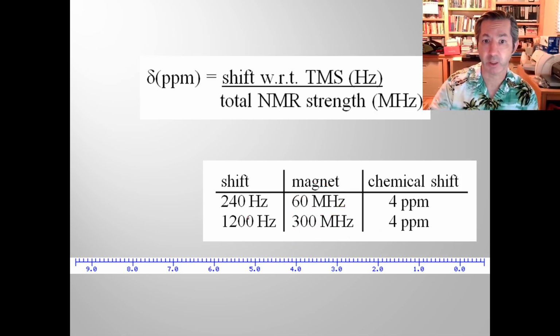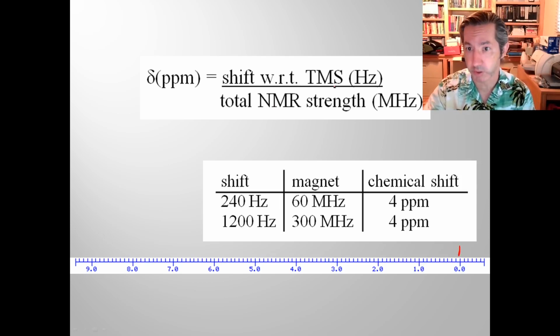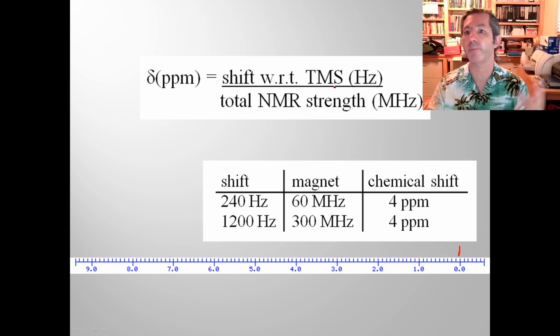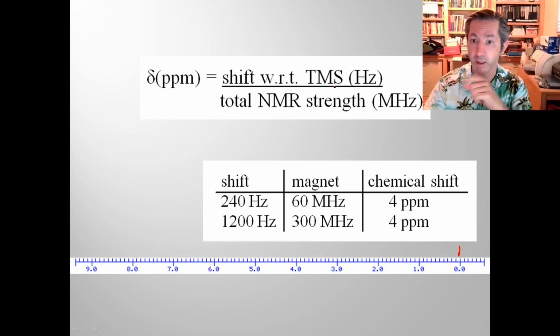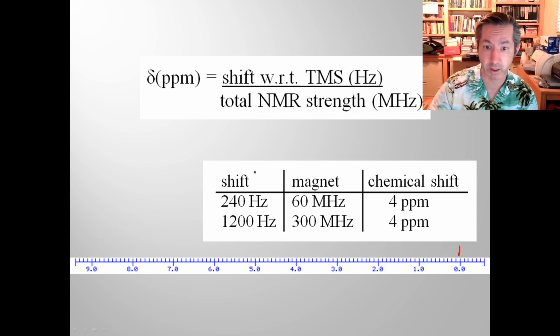So that chemical shift is a shift with respect to TMS, the compound that shows up at 0, divided by the total NMR strength. So it's kind of a ratio there, and we call it parts per million. So that's a little bit about our scale on the bottom there.